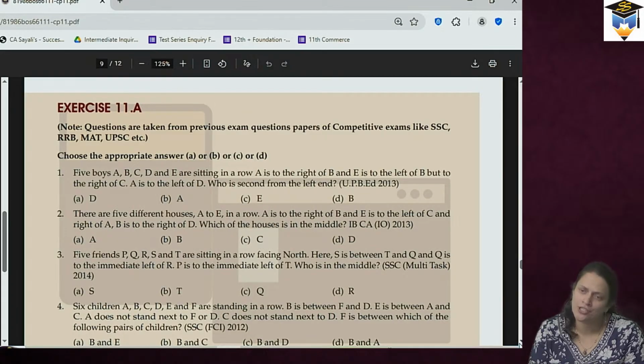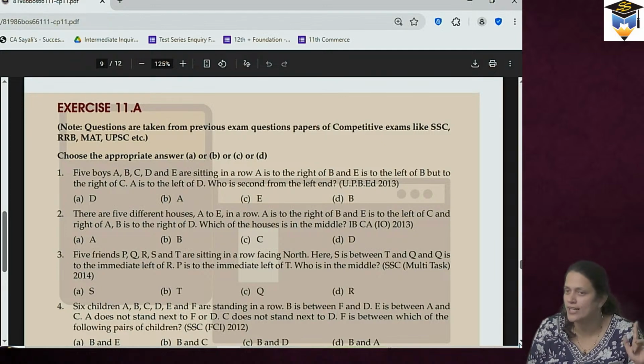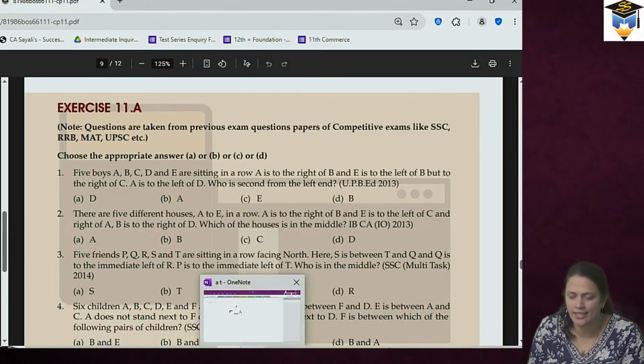Now tell me, is the direction given to us? Meaning which is the left? Which is the right? Should we take your left and your right? Look, right now let us take A, B, C, D, E.